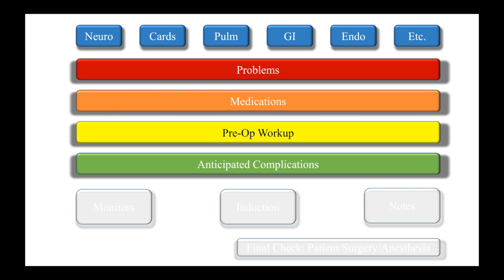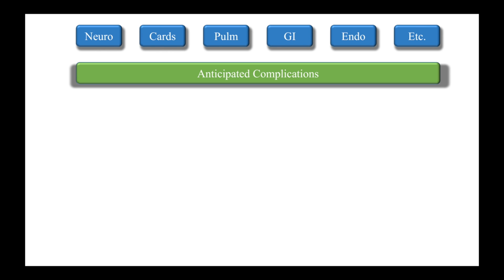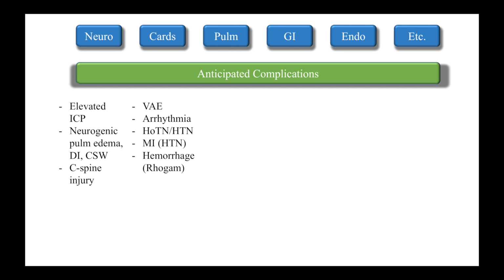Now let's look at anticipated complications. I spend the most amount of time in the anticipated complications section. For neuro, I would expect elevated intracranial pressures. I would be concerned about neurogenic pulmonary edema, diabetes insipidus, cerebral salt wasting, and C-spine injury. For cardiac, I would be worried about venous air embolism, arrhythmias, hypotension or hypertension, myocardial ischemia in the setting of severe hypertension, and potential hemorrhage, and think through whether or not RhoGAM would be indicated.